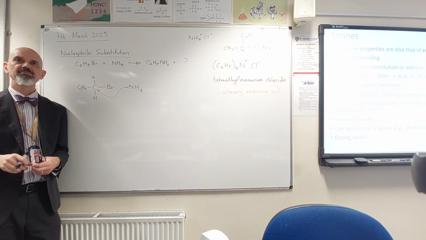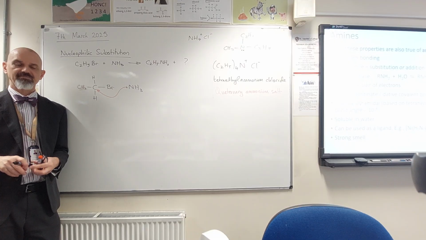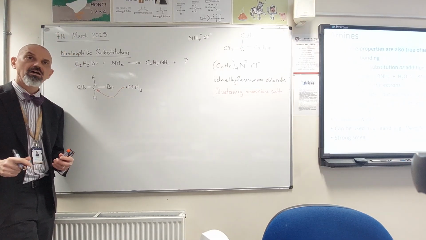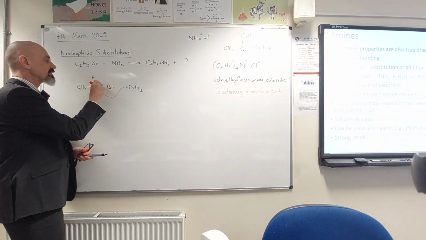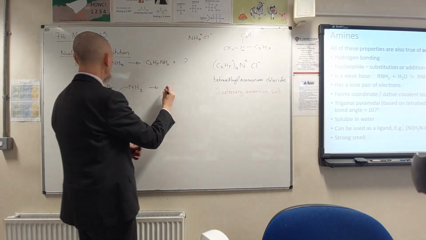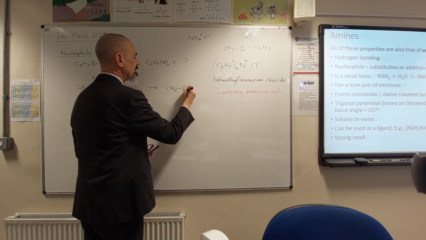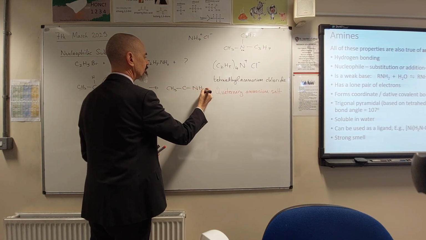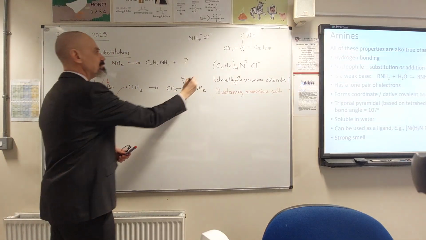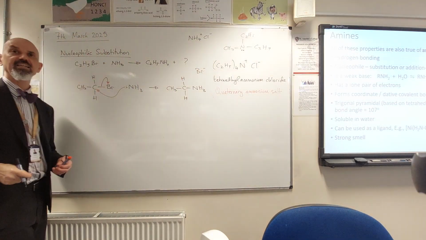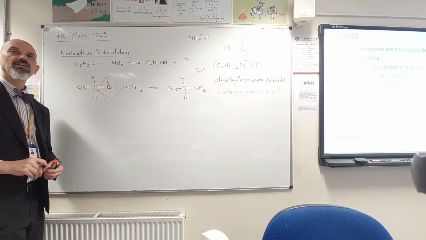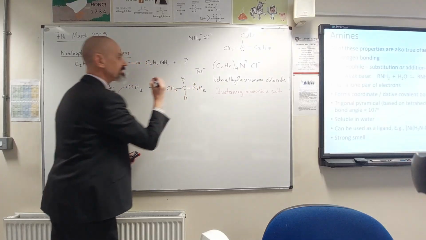And then an arrow goes from the bond between the carbon and bromine to the bromine. So we've got CH3 and we've now got NH3 on there, and the Br minus has gone somewhere else. We'll come back to that in a moment. And there should be a plus on the nitrogen.